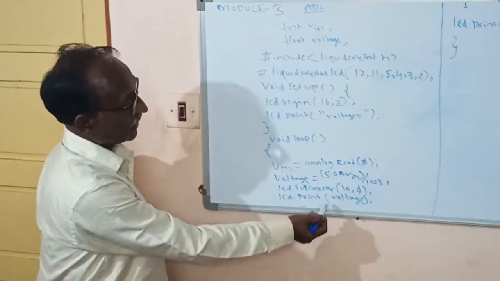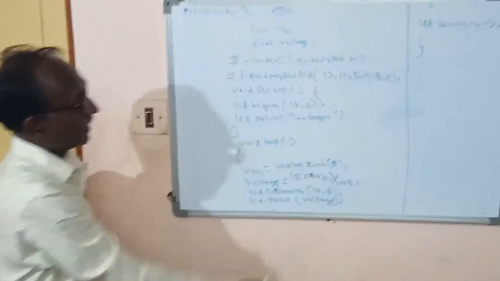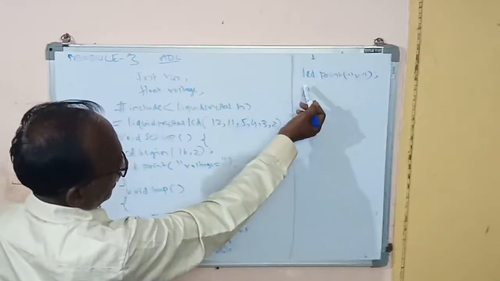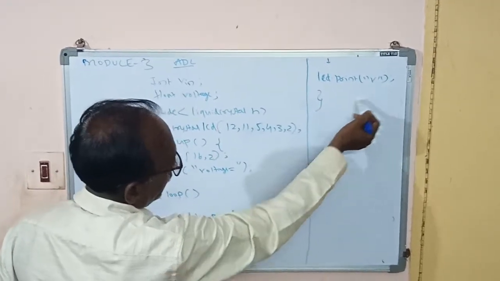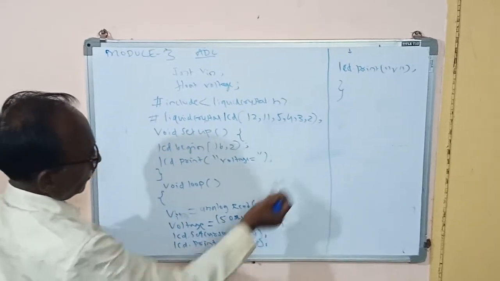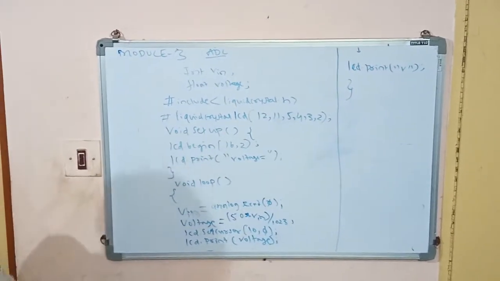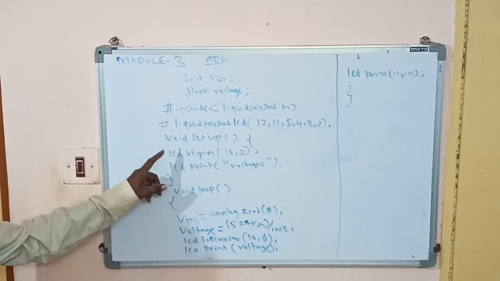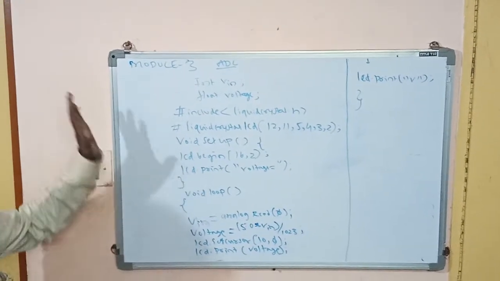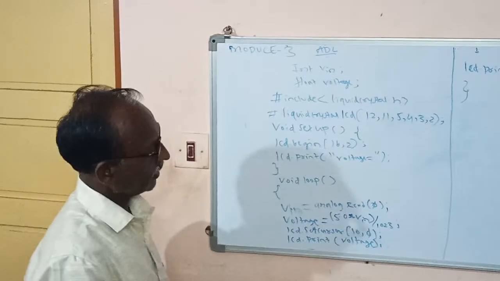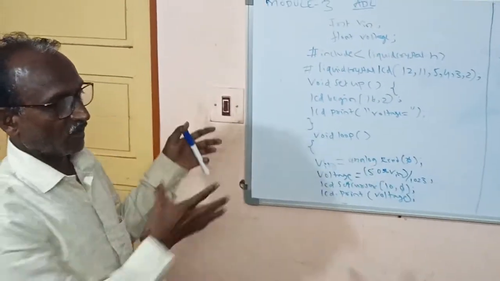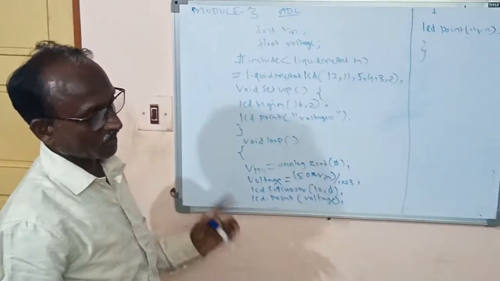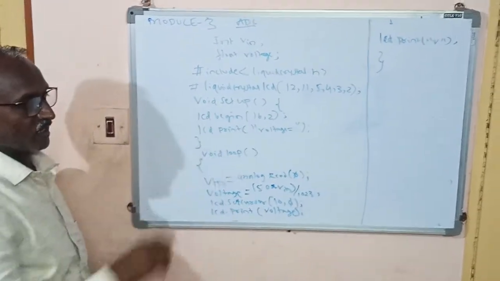Similarly, lcd.print. What are you going to print? Print the voltage. And the last is lcd.print in the form of voltage, and close the beginning of the loop and closing of the loop. Hardly 1, 2, 3, 4, 5, 6, 7 to 8 lines we are able to write this program. It is very simple. You can store this code in the Arduino board, and you are executing the results on the LCD display.